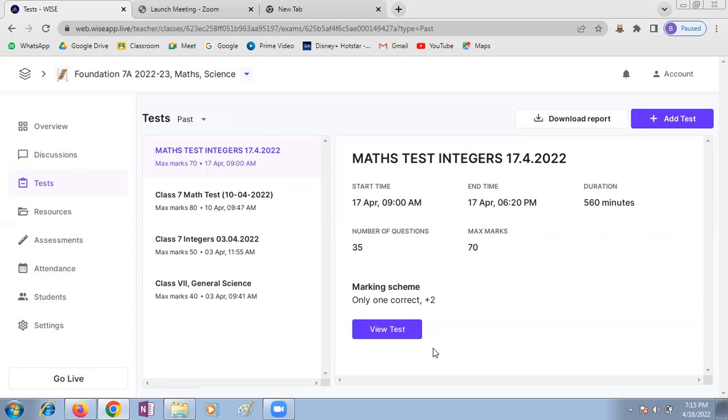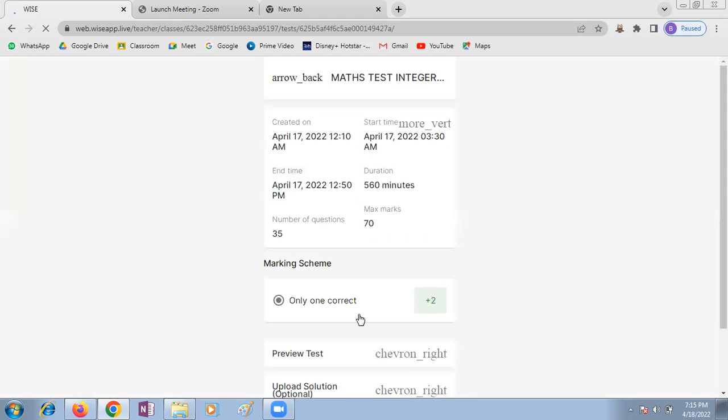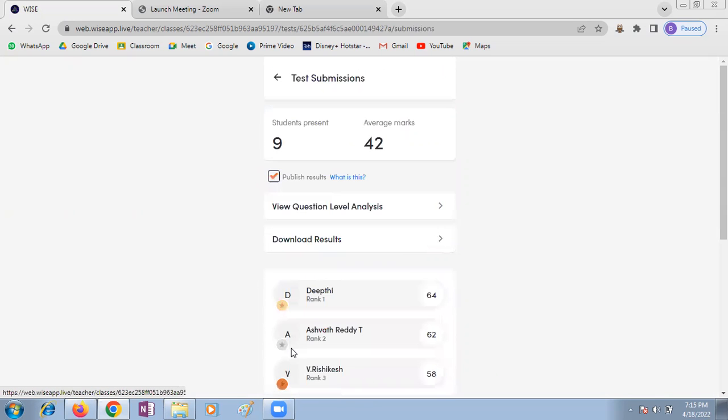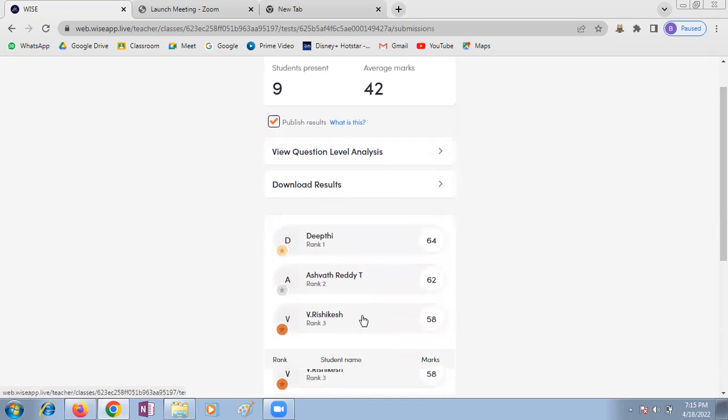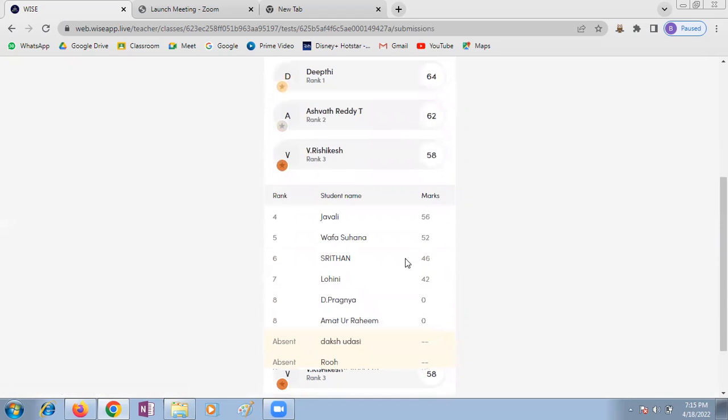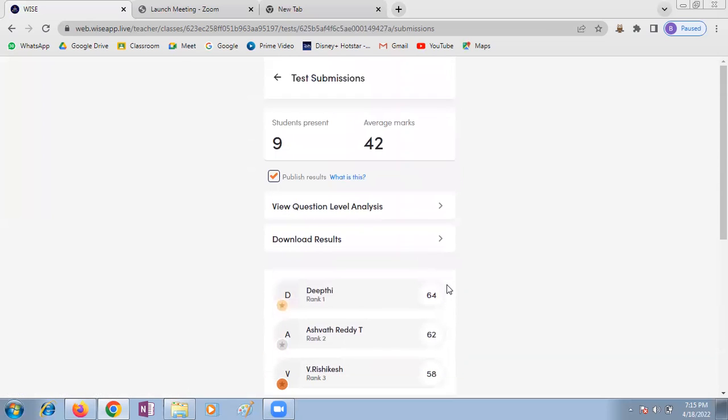Why is it not open? View test, right? Okay, preview test. Once we will see the result. Srikan is asking, ma'am, I did not see the result part. Deepthi scored 64, Ashwak Reddy scored 62, and Rishikesh 58. Javali, Suhana, very good. Srikan, did you see your score? 46. Children, don't worry about marks. Where you are making mistakes, learning from that is very important.